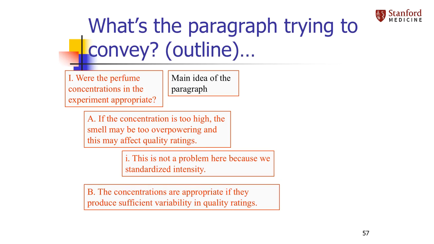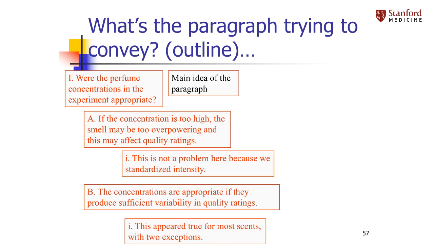The second major point they make is that one way to tell whether or not the concentrations were appropriate is to look at how much variation there is in participant preference. Presumably, if they got the concentrations right, there'd be a wide variation in participant preference. It wouldn't be like all the participants hated the scent because it was too overpowering. And the authors say, hey, this appeared to be true. We got good variation for most scents with 2 exceptions. So those are the main points that the authors were trying to convey.